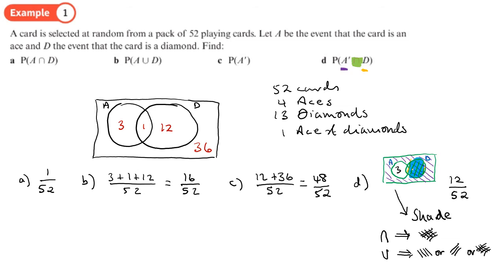So after question D, let's make up a part E. If part E said, what's the probability of not A union D? I've already shaded the diagram. I've shaded not A in one direction, I've shaded D in the other direction, and all of the shading I have is everything apart from the 3. So that'd be 52 minus the 3.